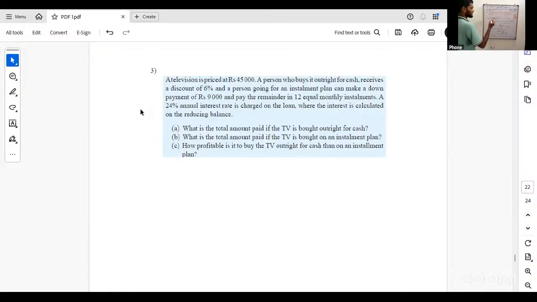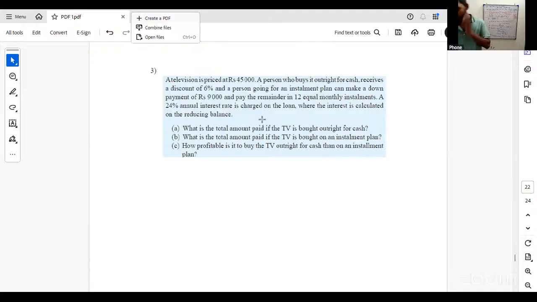You have to subtract 49,680 minus 42,300. You can get the answer. So the answer will be 7,080 rupees profit. So he will save 7,080 rupees. So this person will be saving 7,080 rupees if he pays in cash at once than if he pays in installment plan, because in installment plan you have to pay a large amount. Understood? Okay.